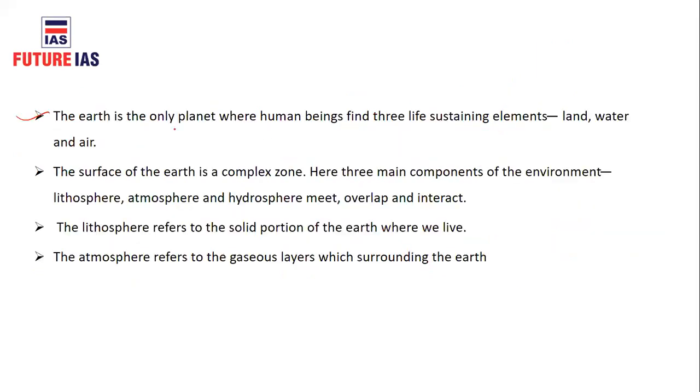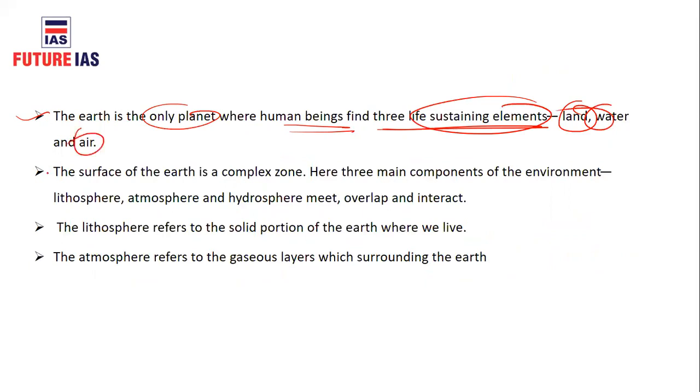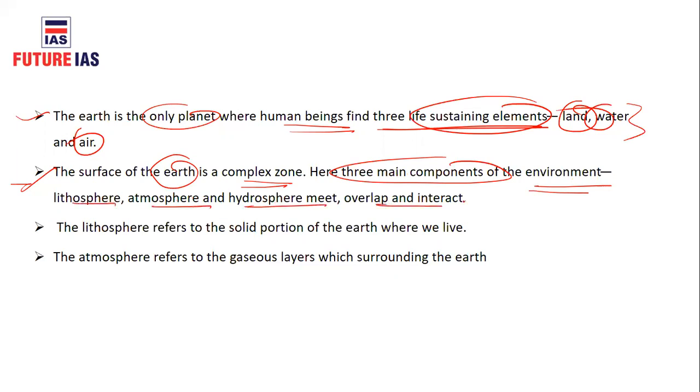The Earth is the only planet where human beings find the three life-sustaining elements, which are land, water, and air. You must understand, we need land to stay, water to drink, and air to breathe. All these three sustaining elements are found on the Earth, and that is why human habitation is found. The surface of the Earth is a complex zone. Here, three main components of the environment, the lithosphere, atmosphere, and hydrosphere, meet, overlap, and interact. That is how we call it the habitable zone.